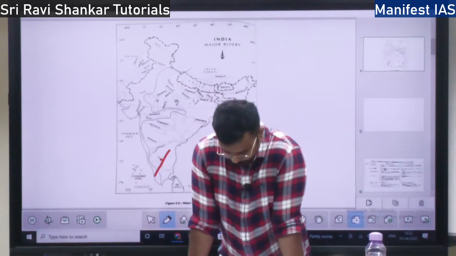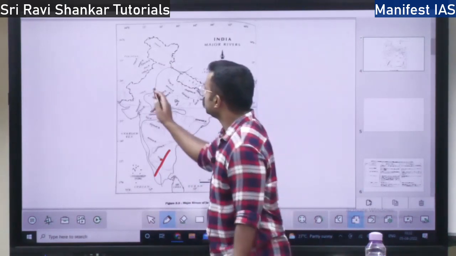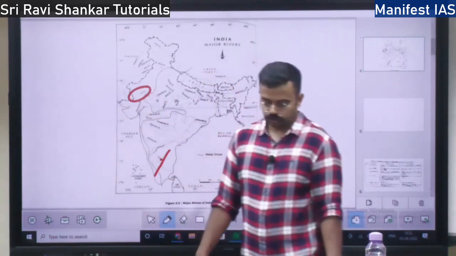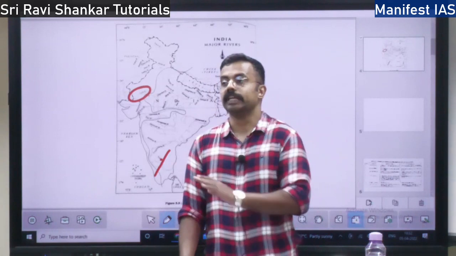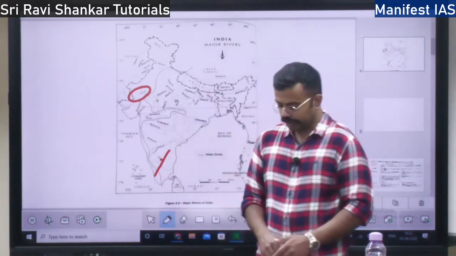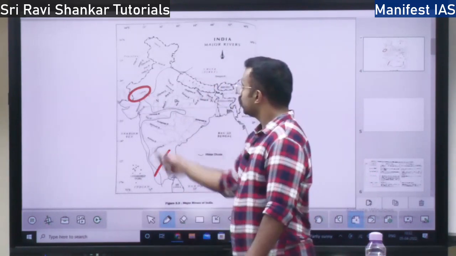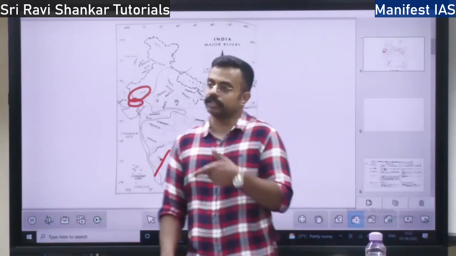So next we will talk about the Luni River. See here it is, in Rajasthan. It originates in a place called Pushkar, west of the Aravalli Hills. In the Pushkar region it originates and flows into the Rann of Kutch. In the Rann of Kutch, it will flow into the land itself.